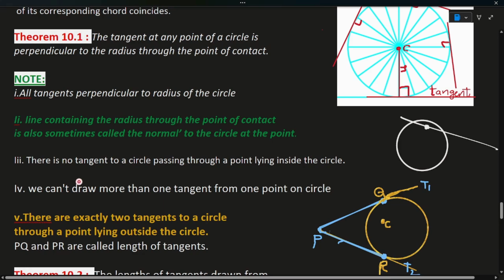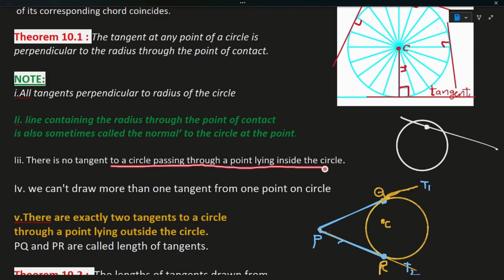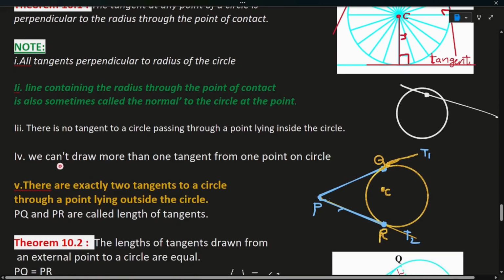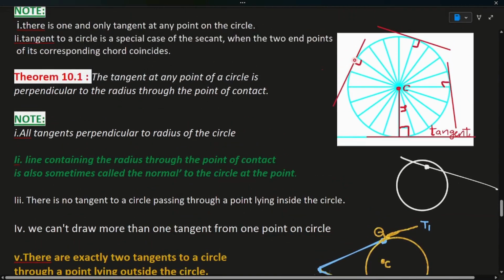Come to point number 3. There is no tangent to the circle passing through a point lying inside the circle. It means that if any line passes through the inside of the circle, we cannot call it a tangent. For example, this line passes through the circle but within the circle, so I cannot call it a tangent. Point number 4: we cannot draw more than one tangent from a point on the circle. We have already seen this. From this point, I can make only one tangent, not more than one.